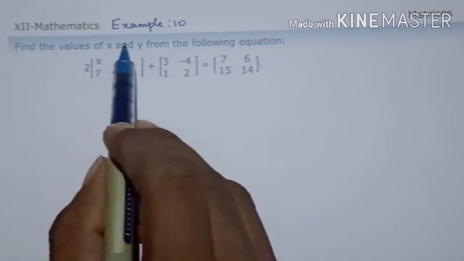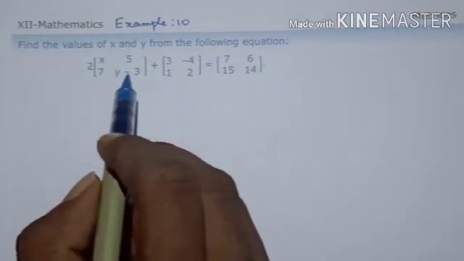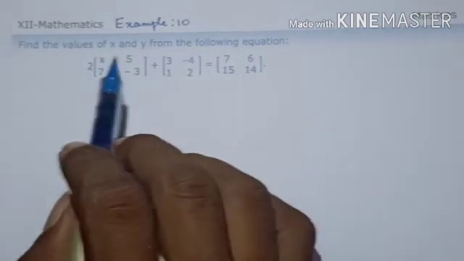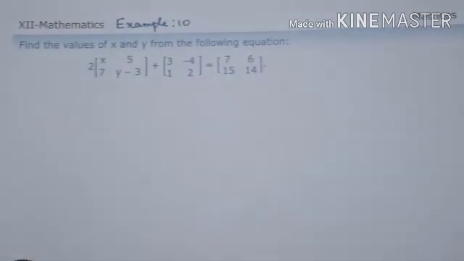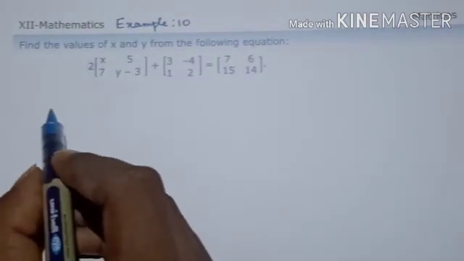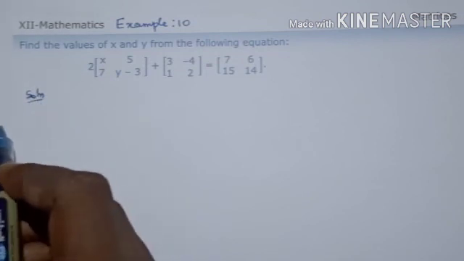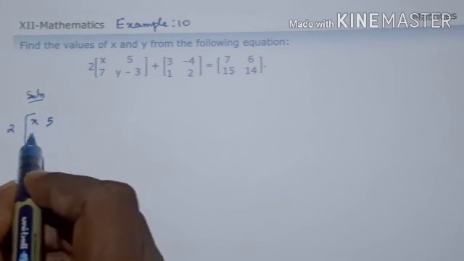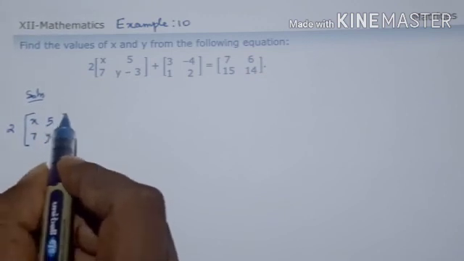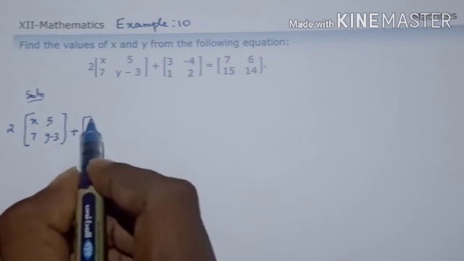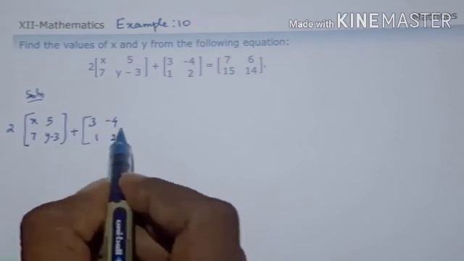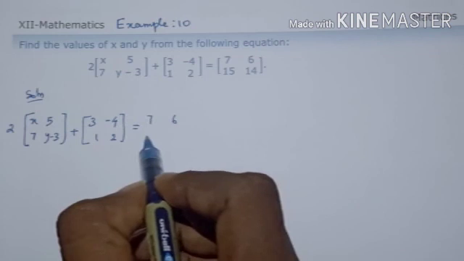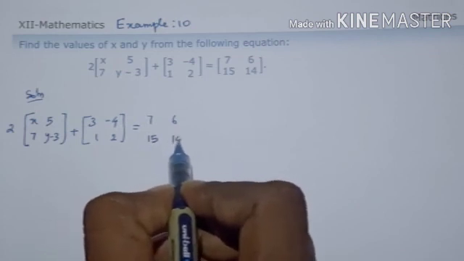So now the next is example 10. Find the values of x and y from the following equation. Whenever comparing two matrices, all the matrices should be in the same order. Then only you can compare the corresponding elements. So here, on the left hand side, solution: 2 times [x 5; 7 y minus 3] plus 3 times [minus 4 1; 2] which is equal to [7 6; 15 14].